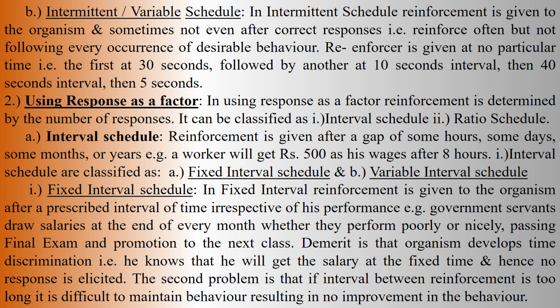Intermittent or variable schedule. In intermittent schedule, sometimes reinforcement is given to the organism and sometimes not, even after a correct response. That is, reinforce often but not following every occurrence of desirable behavior. Reinforcer is given at no particular time, that is, the first reinforcement at 30 seconds followed by another at 10 seconds interval and then 40-second intervals, then at 5 seconds, etc.